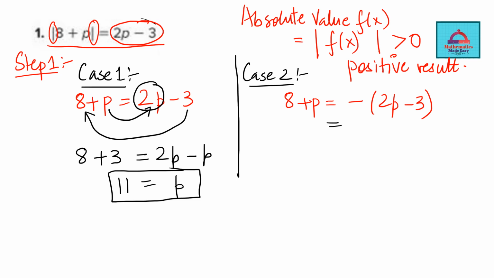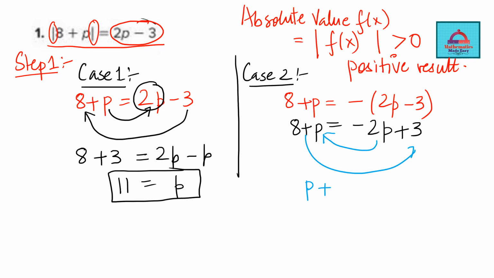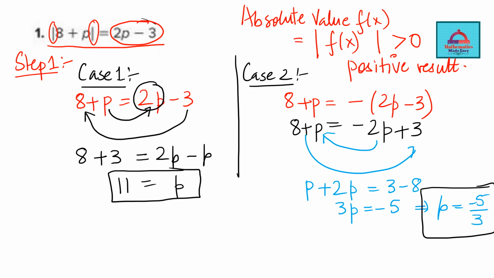Because there's a negative sign, when you open the bracket, the terms change sign, and again you solve by collecting the like terms. So I move minus 2p here and 8 here, so it becomes p plus 2p equal to 3 minus 8, which gives you 3p equal to minus 5, or p equal to minus 5 by 3. So till now we have got two values of p, but we are not sure that they are solutions until we do step 2, that is where we check the solution.